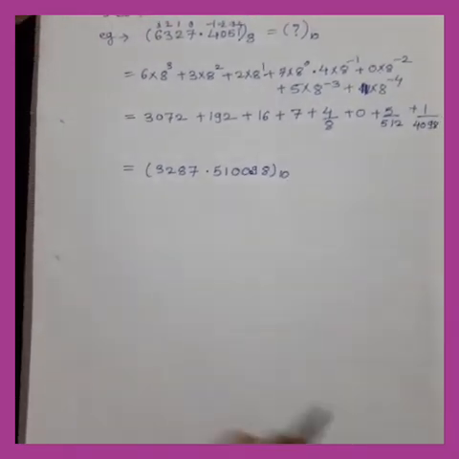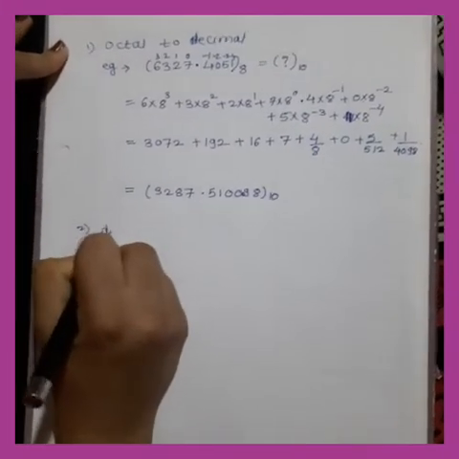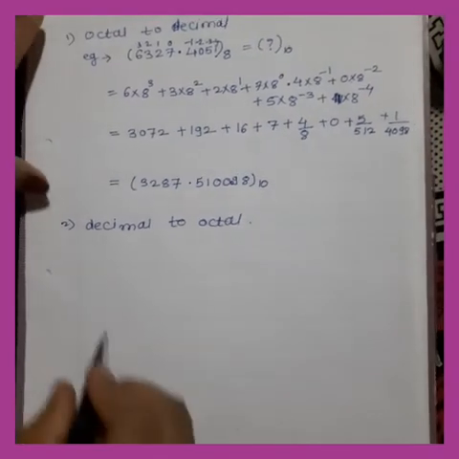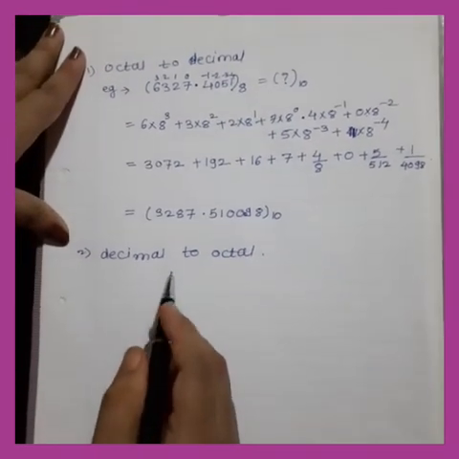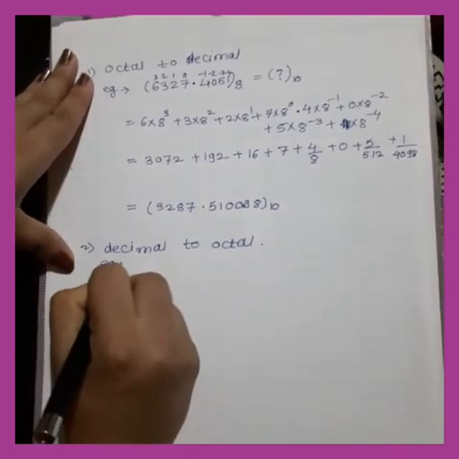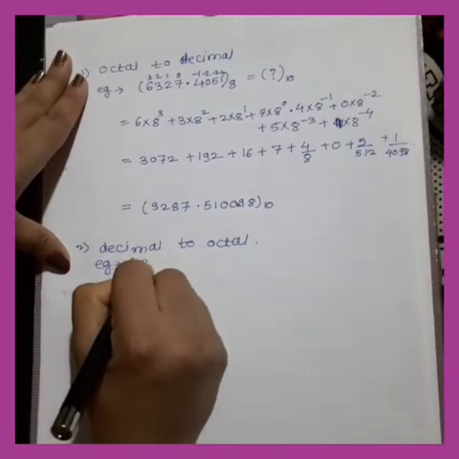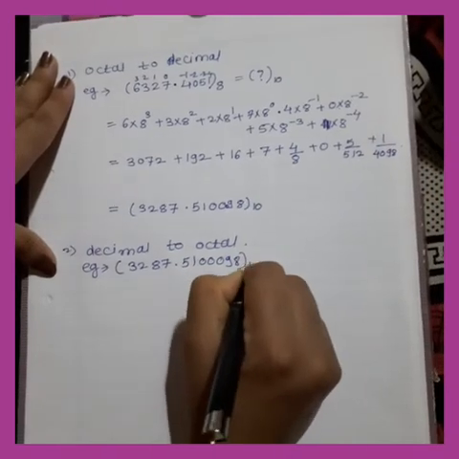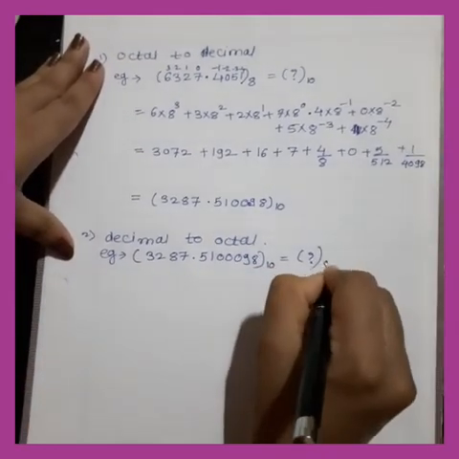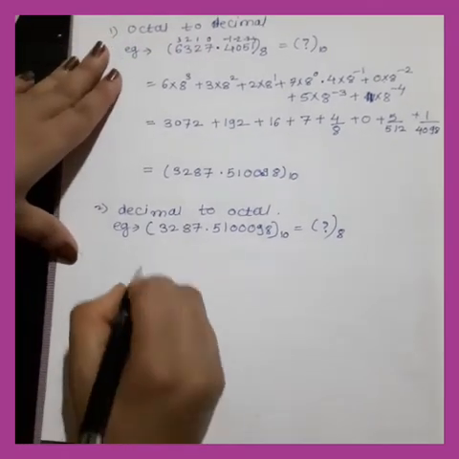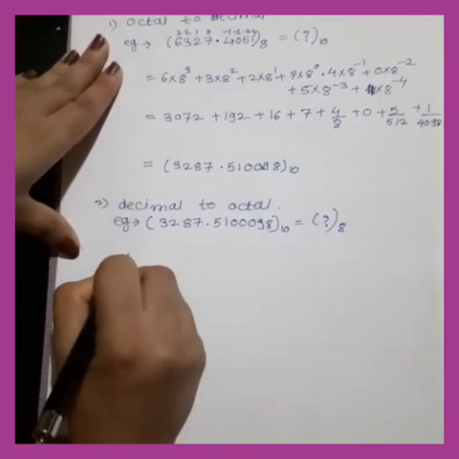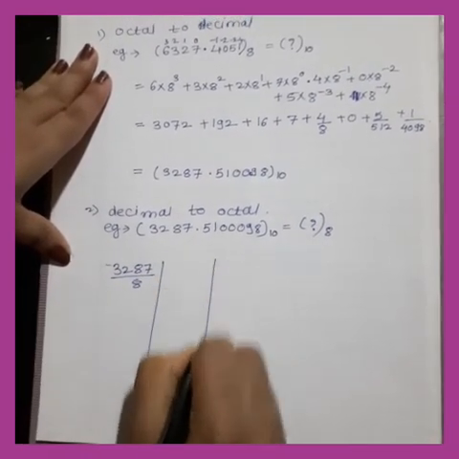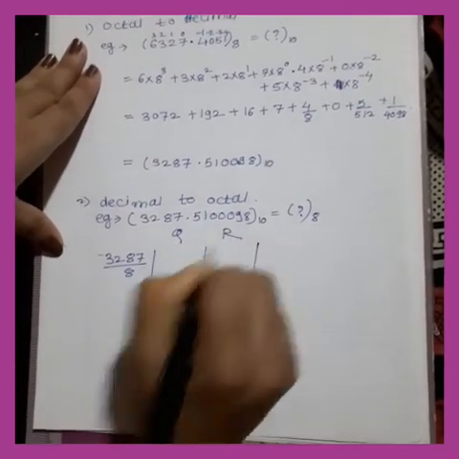Now, the second part: how to convert a decimal number into octal form. To convert a decimal number into octal form, we have to divide that number. We have to keep separate track of quotient and remainder. Let's take the above example only so that our answer will verify. 3287.510098 is the given decimal number. We have to convert that into octal form. So to convert into octal form, we have to separately divide the part before the fraction point, 3287 by 8.